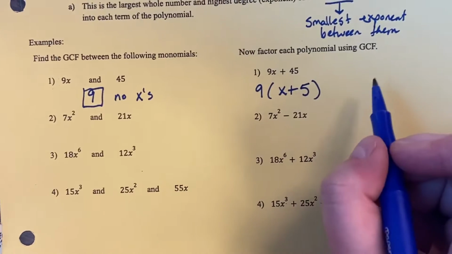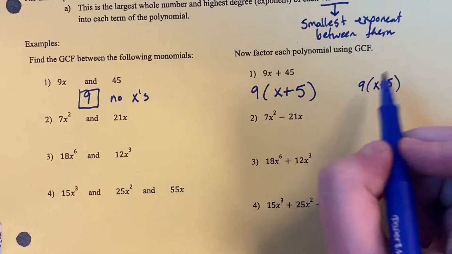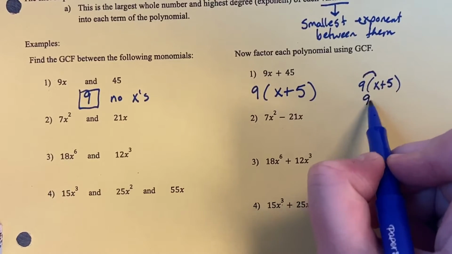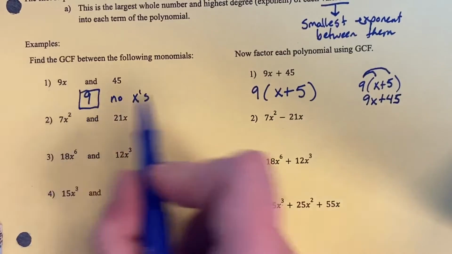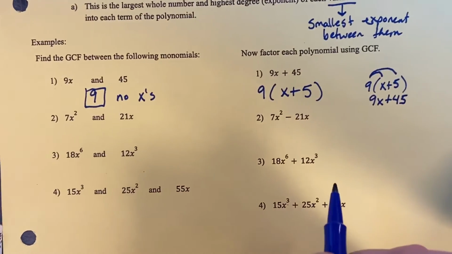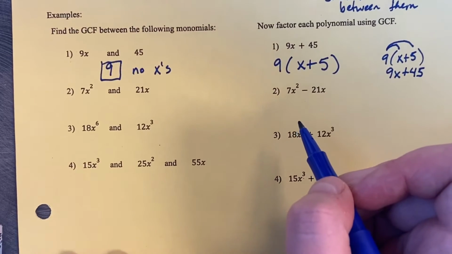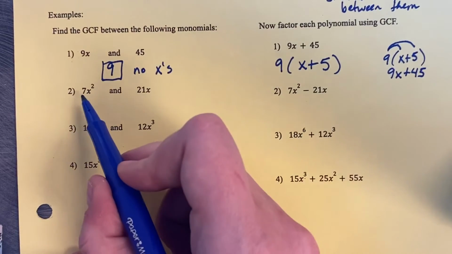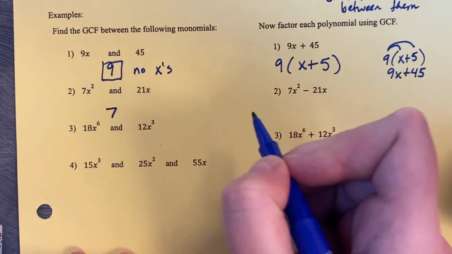Now if we check this, 9 times x plus 5, if we multiply that, 9 times x is 9x, and 9 times 5 is 45. Yay, that's what we wanted, 9x plus 45. So you can always check your work by multiplying it back out. What's the greatest common factor between 7 and 21? Well, it's 7.